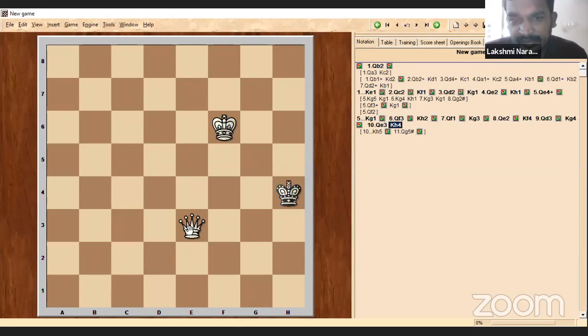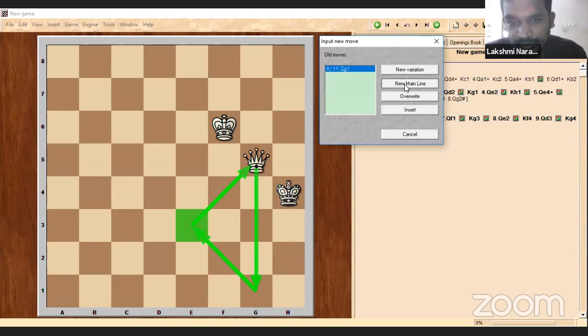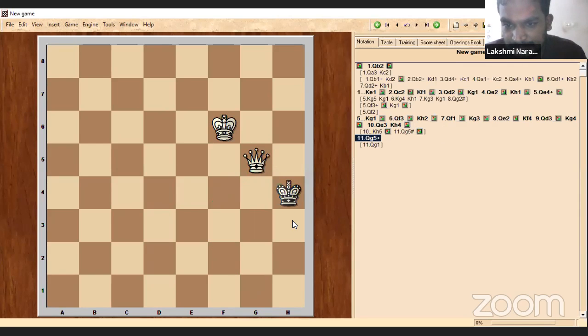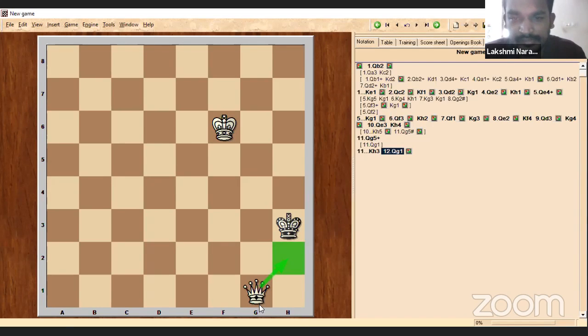Now once again, here we can use a strong triangle. Okay, again the idea of triangle can be used. So we can give a check. I mean, you can give a check on g5. So when king comes to h3, queen to g1, so stopping the h2 square. So now this file is also controlled by the queen. So finally king goes to h4.